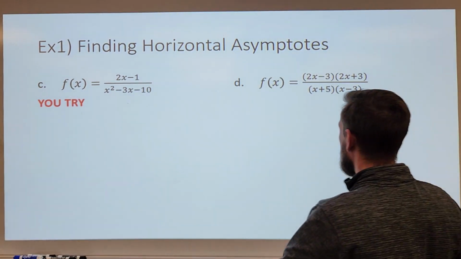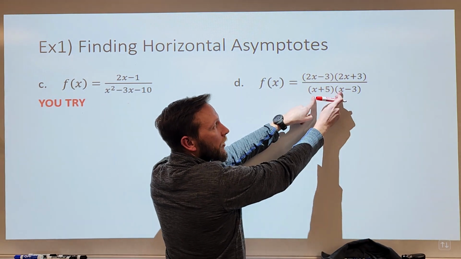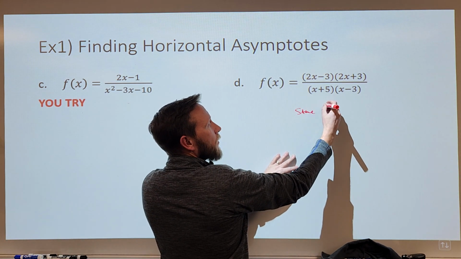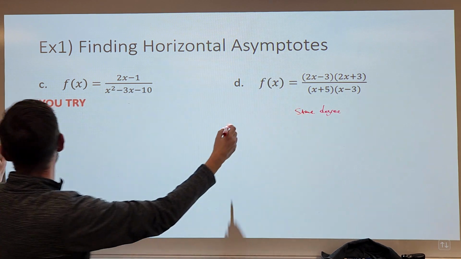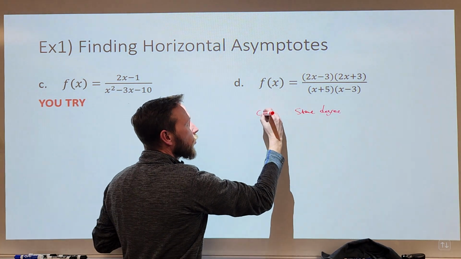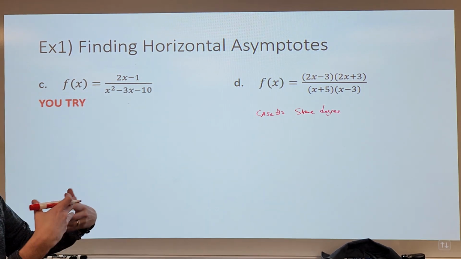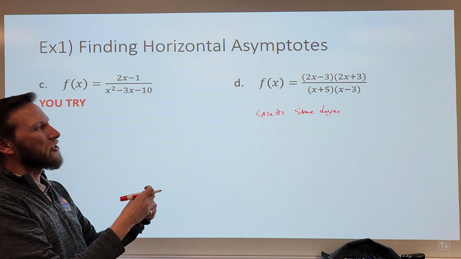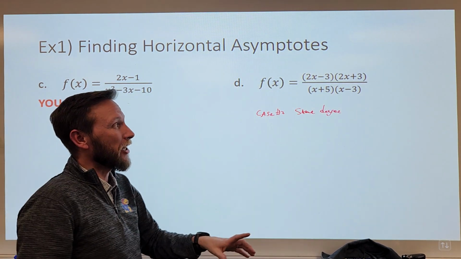All right, so you will try that one. Pause the video if you need to. I'm going to go into letter D here. This, we're going to have an x squared and an x squared. So I know that these are going to be the same degree, numerator and denominator, which means that this is case number 2, right? It's going to be case number 2 where they are the same degree, which means that the lead coefficients ratio is going to be the horizontal asymptote. So I do have to multiply this out.